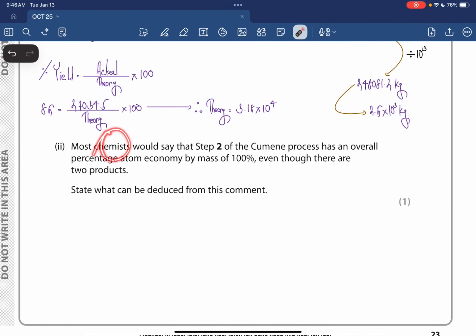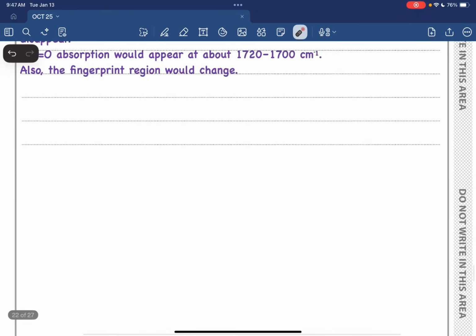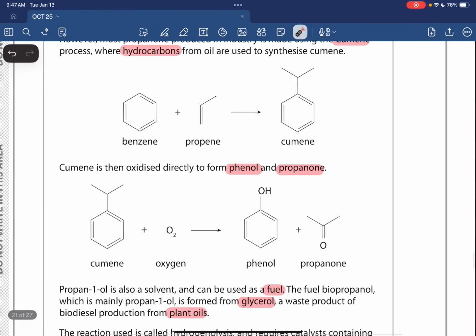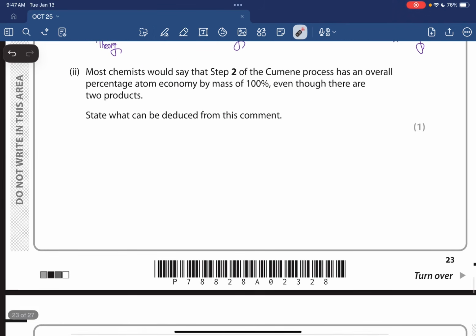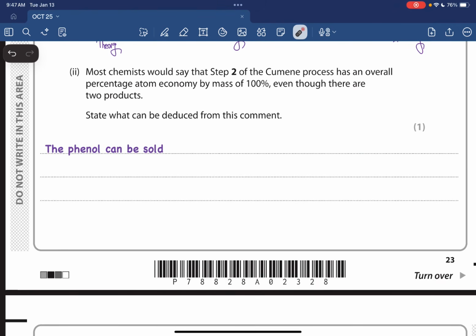Most chemists would say that step 2 of the cumene process has an overall percentage atom economy of 100%, even though there are two products. Yes, because there's phenol and there's propanone. So they're saying that they have an atom economy of 1. Why is this? This is because phenol has a market value. Phenol can be sold as well. So there isn't any redundant or waste product being produced. There is an economic value for phenol as well, okay?